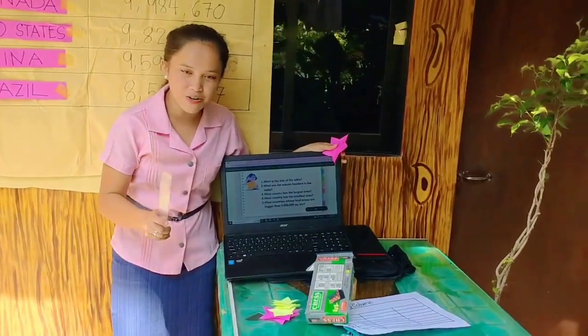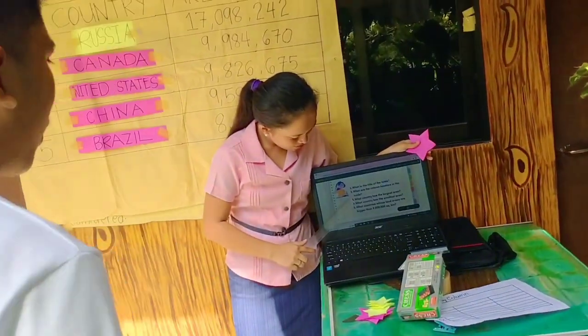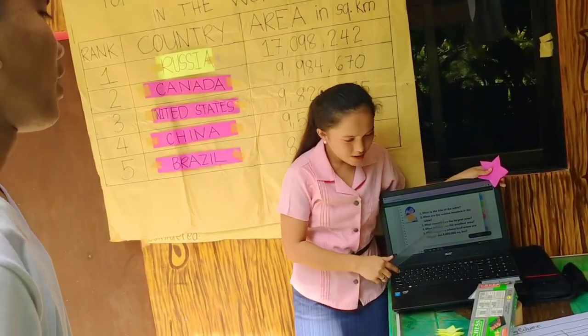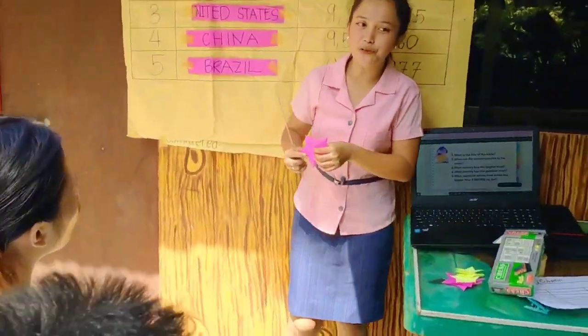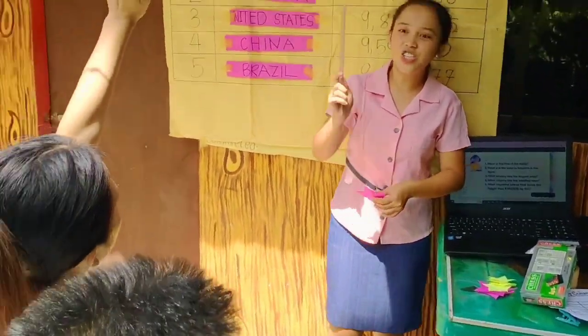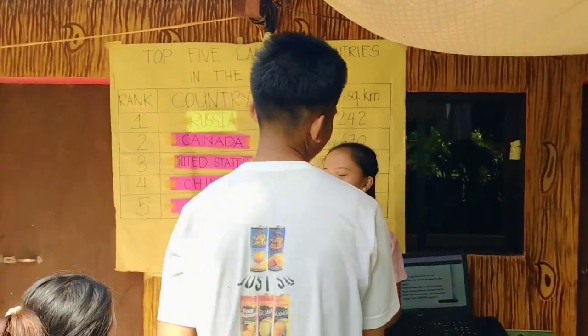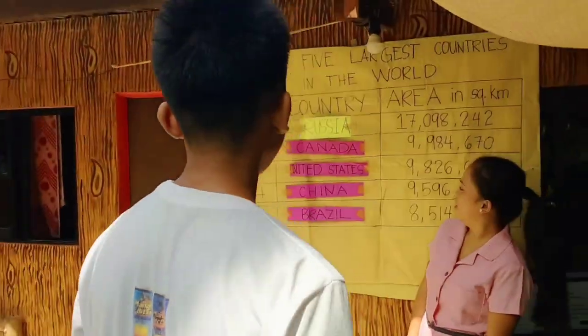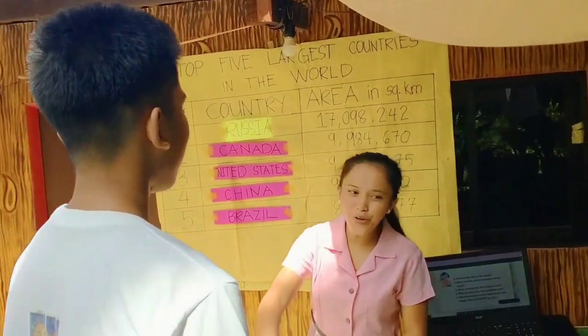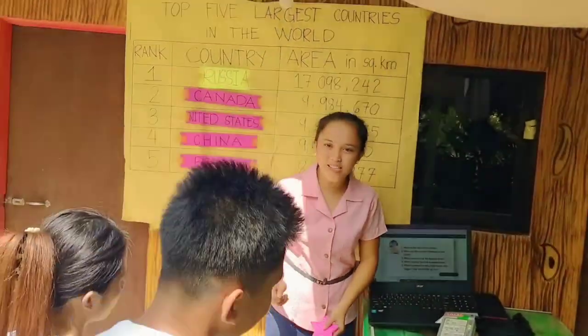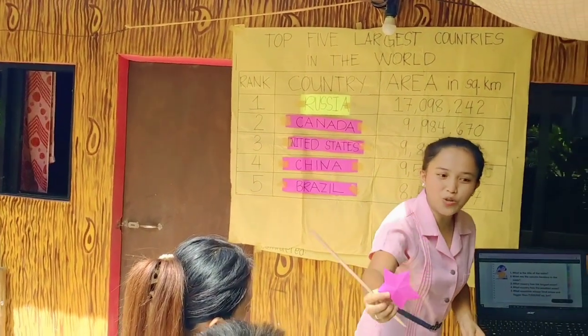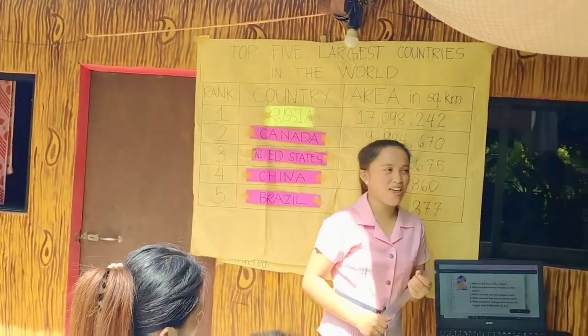Okay, now let's proceed to our question number 3. Can you read it, John Ray? What country has the largest area? Okay, who wants to answer for number 3? Ma'am. Okay, John Ray. The country that has the largest area is Russia. Okay, Russia. Yes, correct. John Ray is correct. Russia is the largest country in the world.